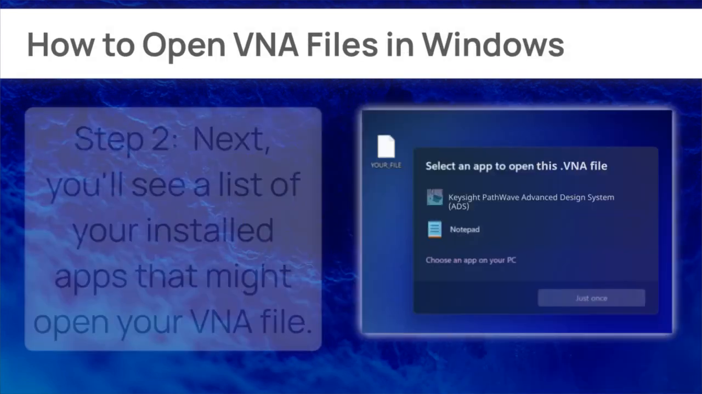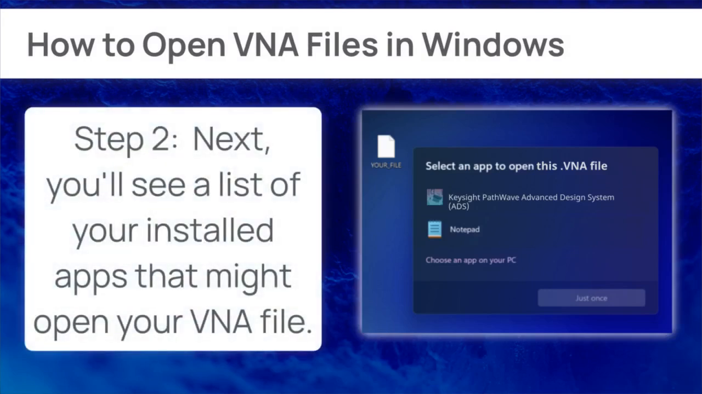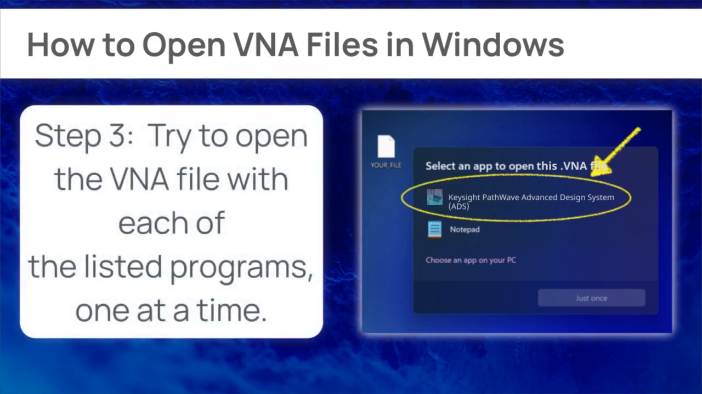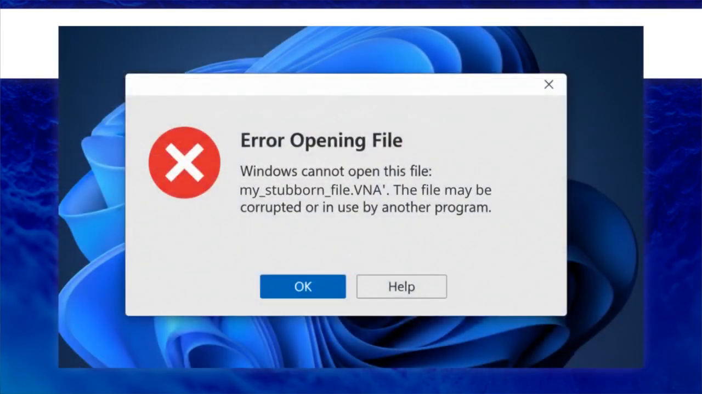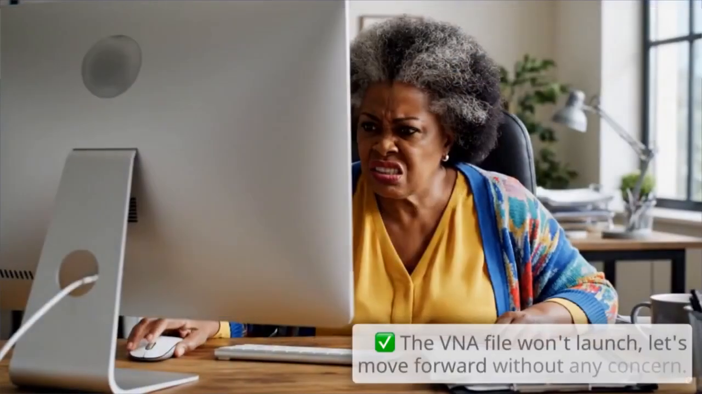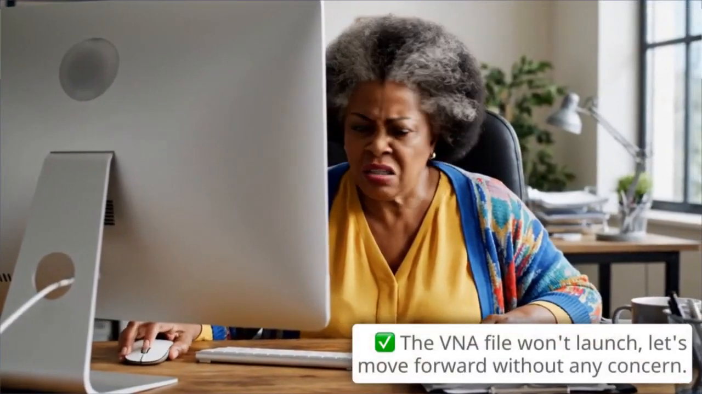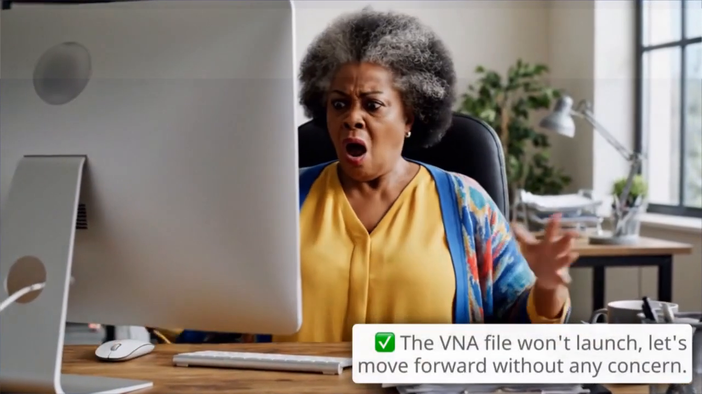Right-click the VNA file and click Open With. Test Keysight Pathwave Advanced Design System, ADS, first. If it's unavailable, choose another program. The correct tool is key. When your VNA file does not open, it is usually a small issue. To truly fix this, let's review the why, the top technical reasons this specific VNA error occurs on your system.